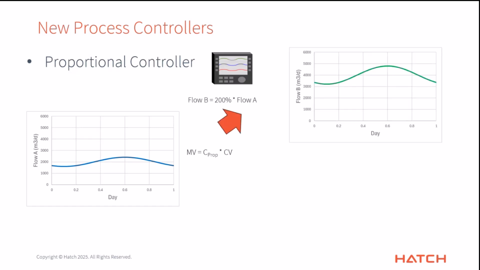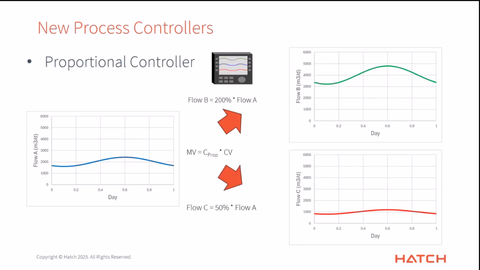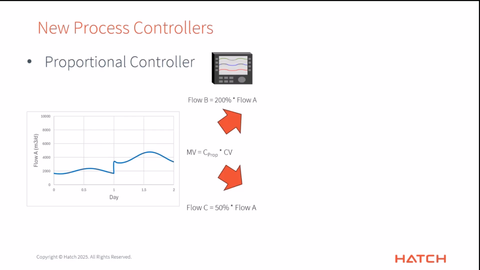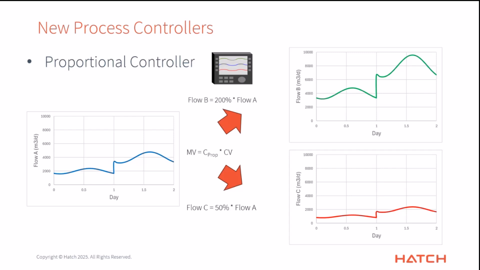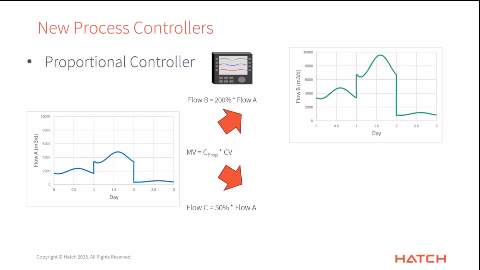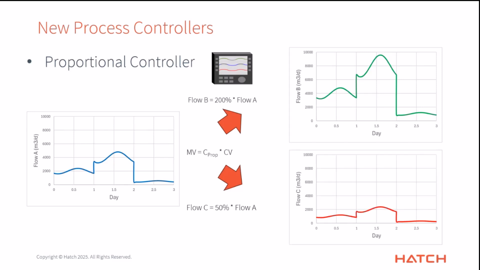So for example, if we want to calculate a flow B and we want that to be equal to 200% of flow A for our proportional constant, then we can specify it in the controller, and it's essentially going to give us a signal that is double what flow A is for flow B. Or if we want it to be 50%, then it's going to produce a manipulated variable signal for flow C that's equal to half of flow A. And then as flow A increases, our manipulated variables will also increase. And as our flow A control variable decreases, then our manipulated variables will also decrease, all scaled to that proportional constant.